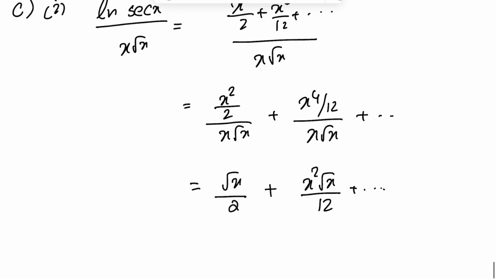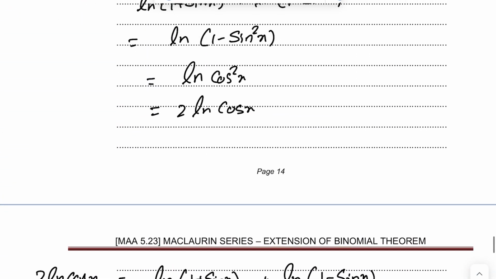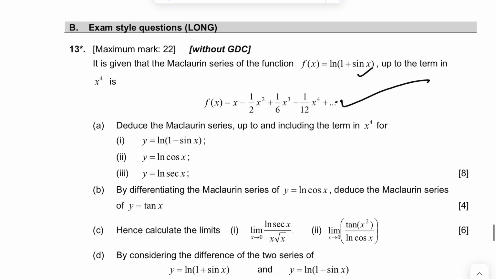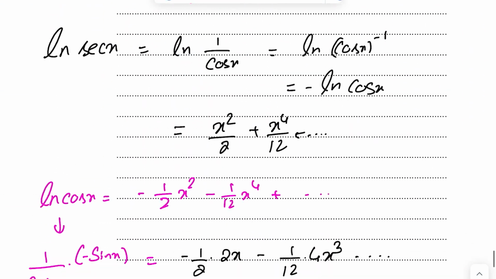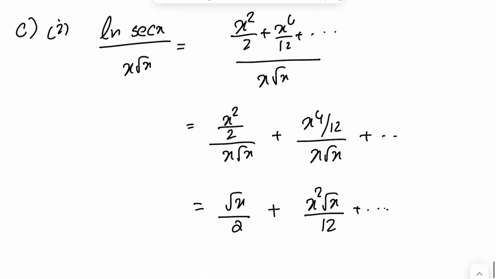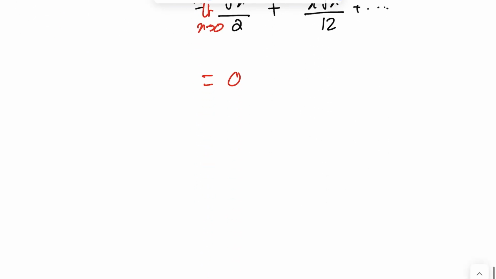Now what is he asking? It is the limit as x approaches 0. So I apply the limit as x approaches 0 to that. All the terms will become 0, so the answer is going to be 0.